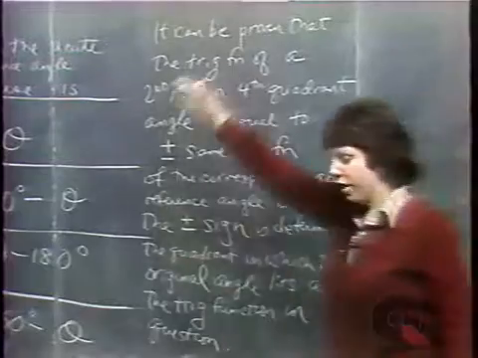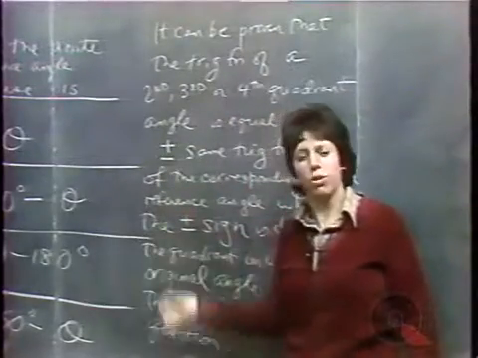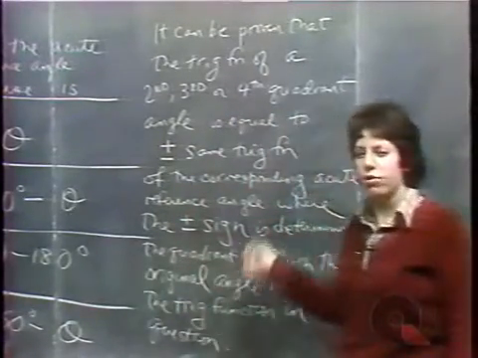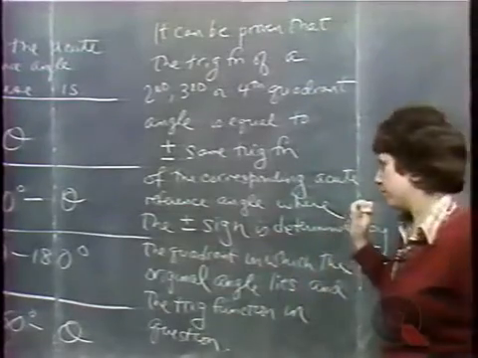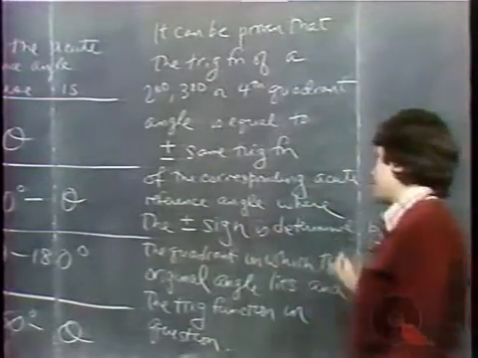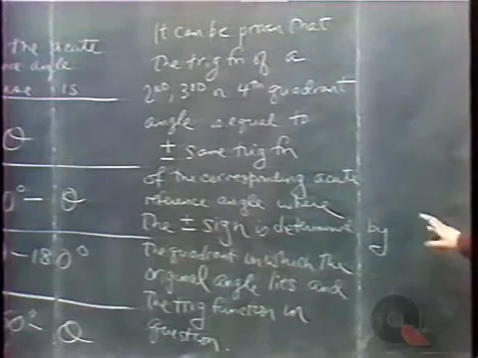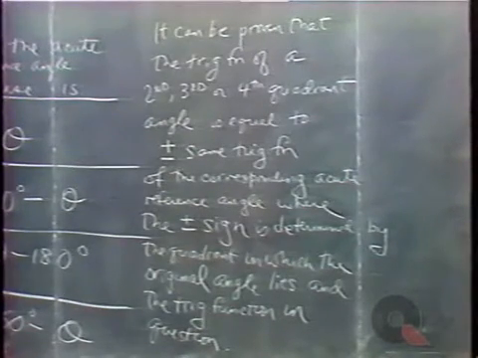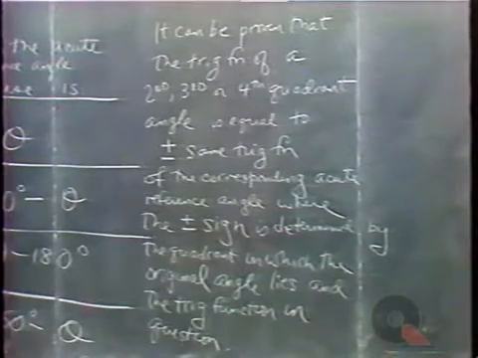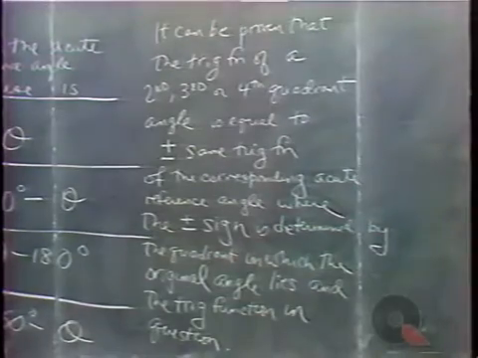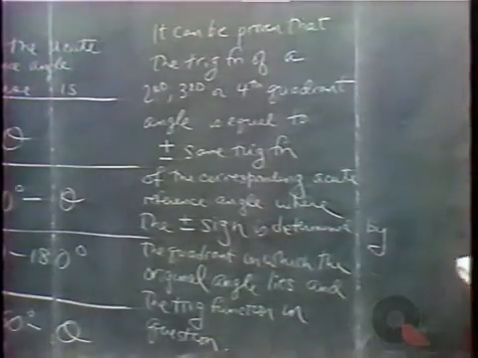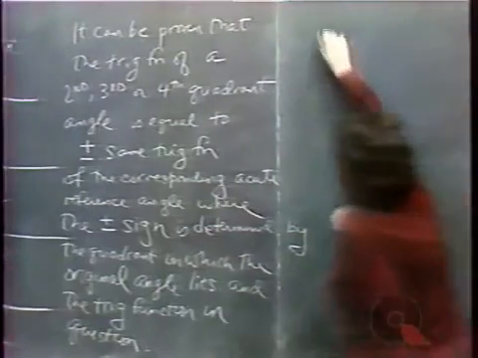This is how you find the reference angles. You get the reference angle, which will be between 0 and 90 degrees. You take the same trig function of that reference angle with a plus or a minus sign before it. Now, the plus or minus sign is determined by the quadrant in which the original angle lies and the trig function in question, according to the diagram that I'm going to work out for you over here. Now to determine the appropriate sign.